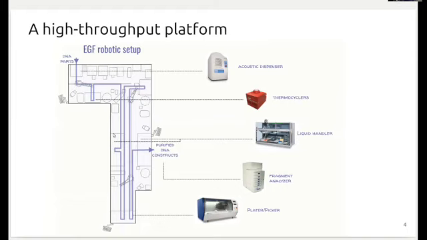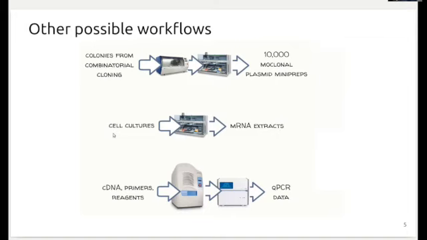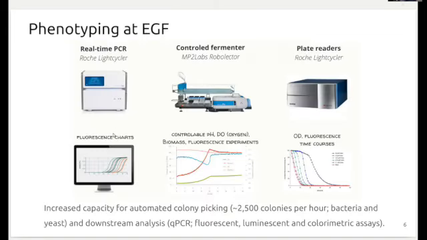So again, this was the linear timeline of the workflow, and this is the actual high throughput platform. You can see where each of the individual elements are on the platform, the dispenser, the liquid handler, and how the robots are transferring the different elements of the assembly procedure. And most of these tools are assisted with our software. We have other workflows such as cloning, cell culturing, or qPCR. We also do phenotyping, either with real-time PCR, fermenters, or plate readers.